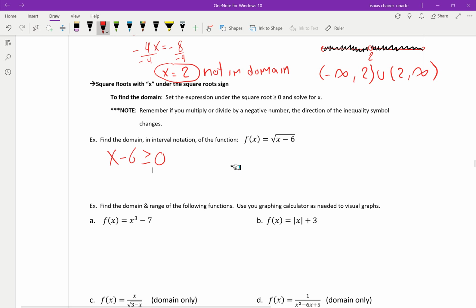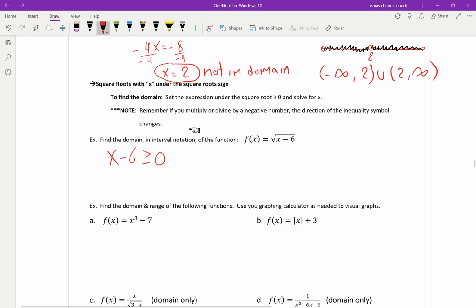And anytime that you're dealing with inequalities and you're going to solve for x using an inequality, remember, if you multiply or divide by a negative number, the direction of my inequality sign is going to flip. So if you multiply by -1 or divide by -3 or something like that, the inequality sign flips. So keep that in mind. So right now I'm going to solve for x.